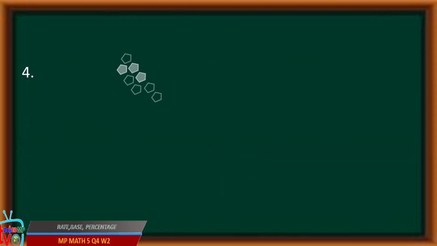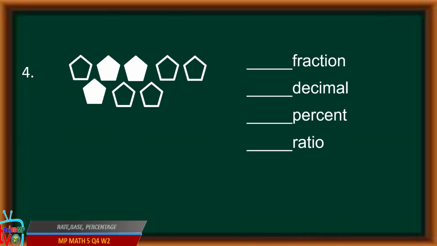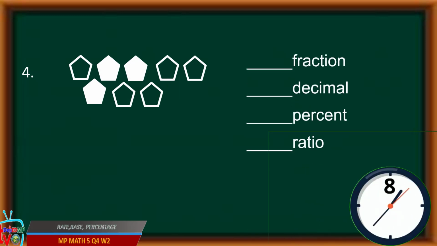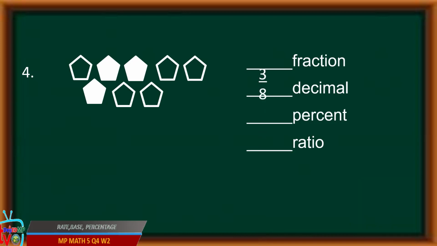Number 4. The correct answers are 3/8 for the fraction. Decimal is 375 thousandths. Percent, we have 37.5%. Ratio is 3:8.